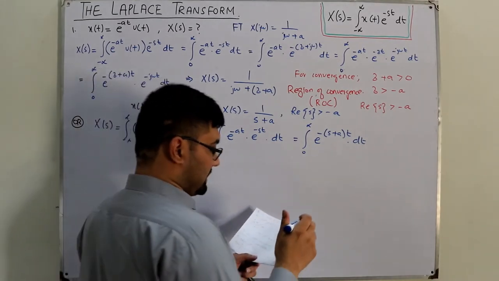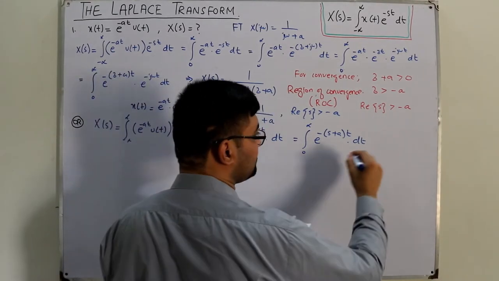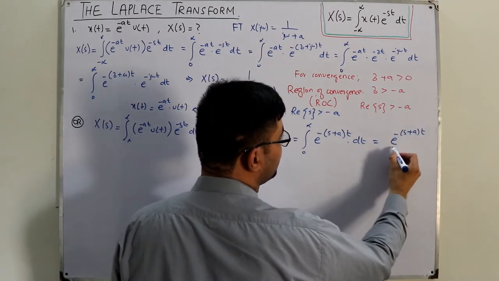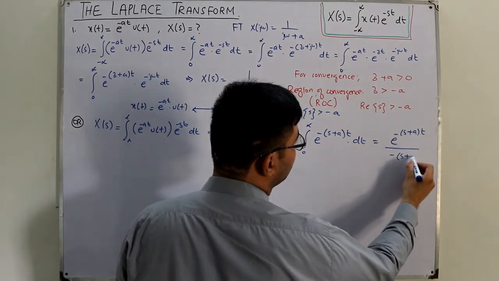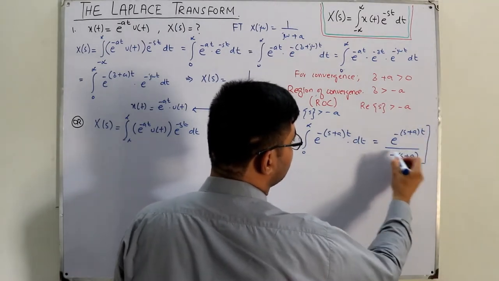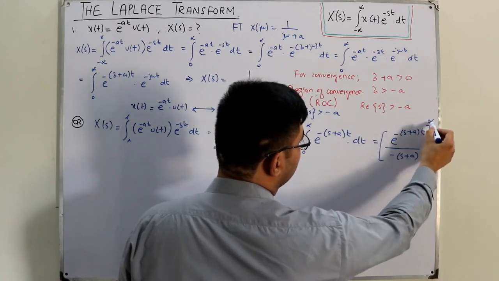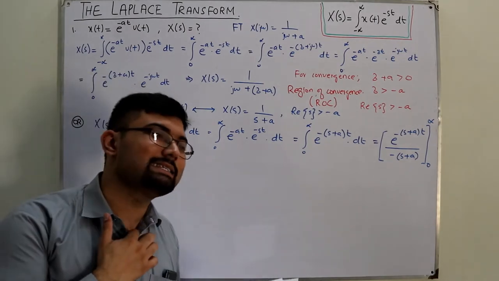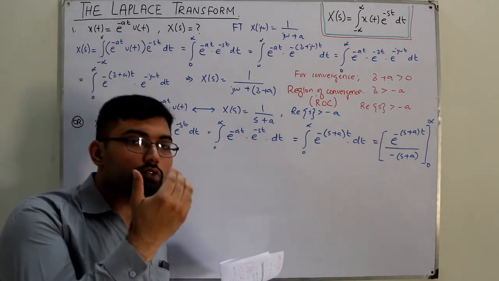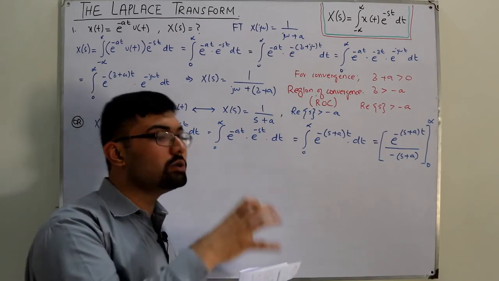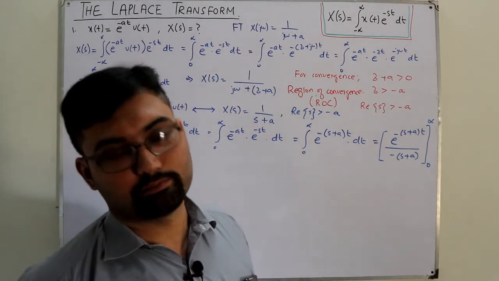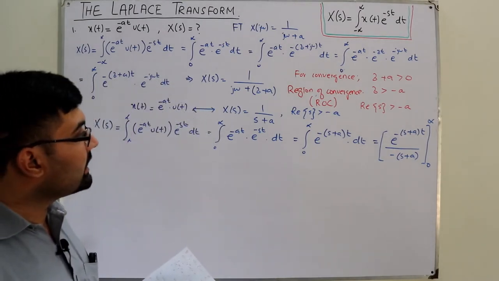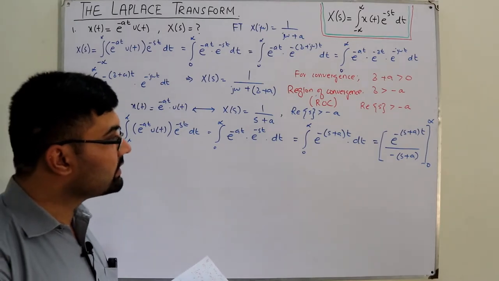Now you have an exponential with respect to t, so what would you get? You would get the same exponential back, exponential of negative s plus a into t, divided by the same power, that is s plus a, and the limits are infinity as higher and 0 as lower. Now this only includes one side, that is 0 to infinity, rather than negative infinity to 0. This is called the unilateral Laplace transform.